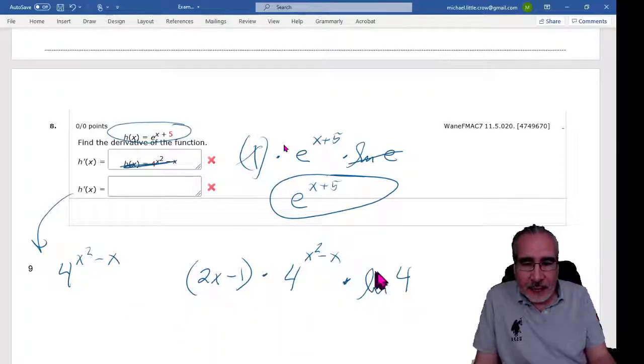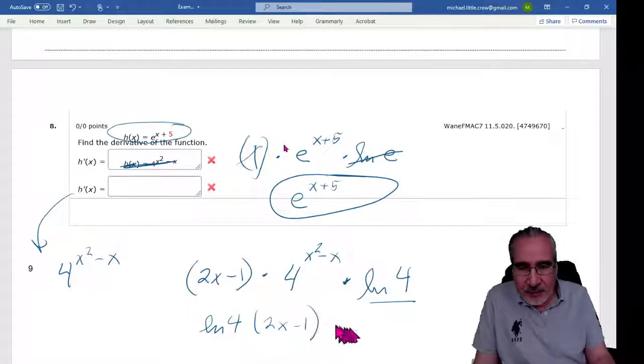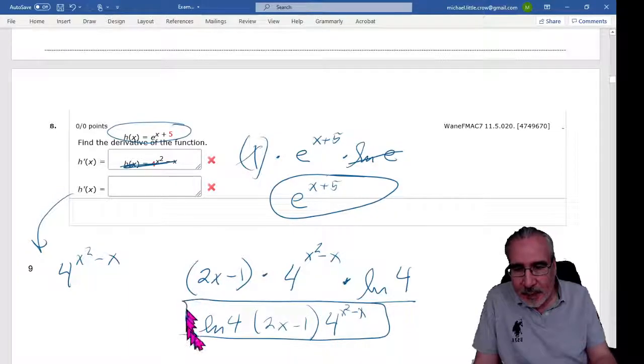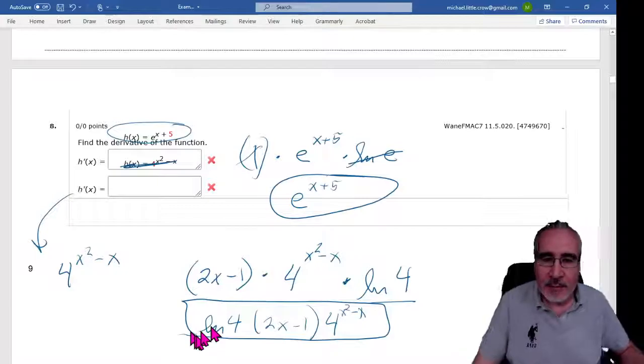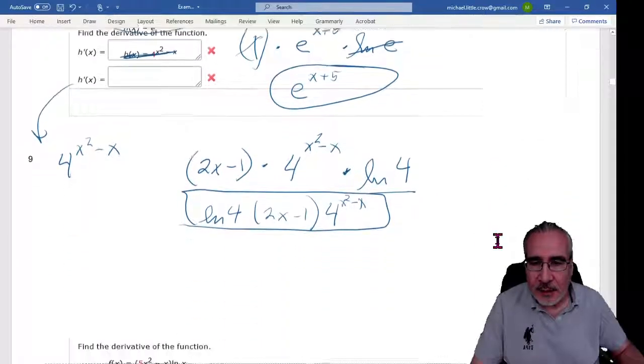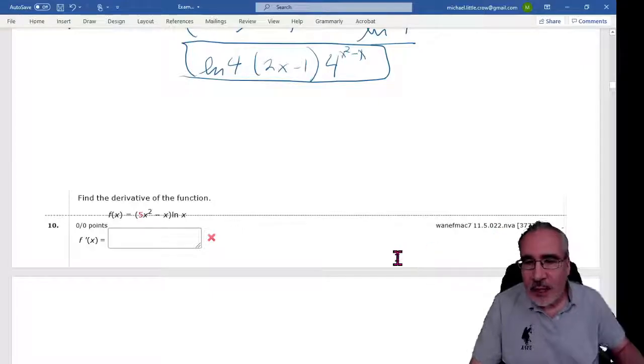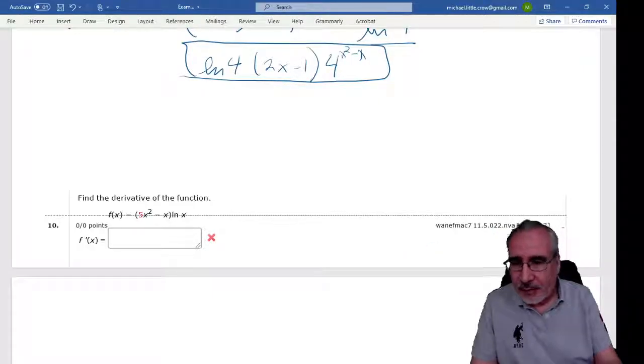Again, since this natural log of 4 is a number, we could distribute it back over here, or maybe put all the multiplication in the front. Natural log of 4, 2x minus 1. So you could see this in multiple orders. So something like that is number 9. Okay, let's go to 10, and then we'll take a little break.